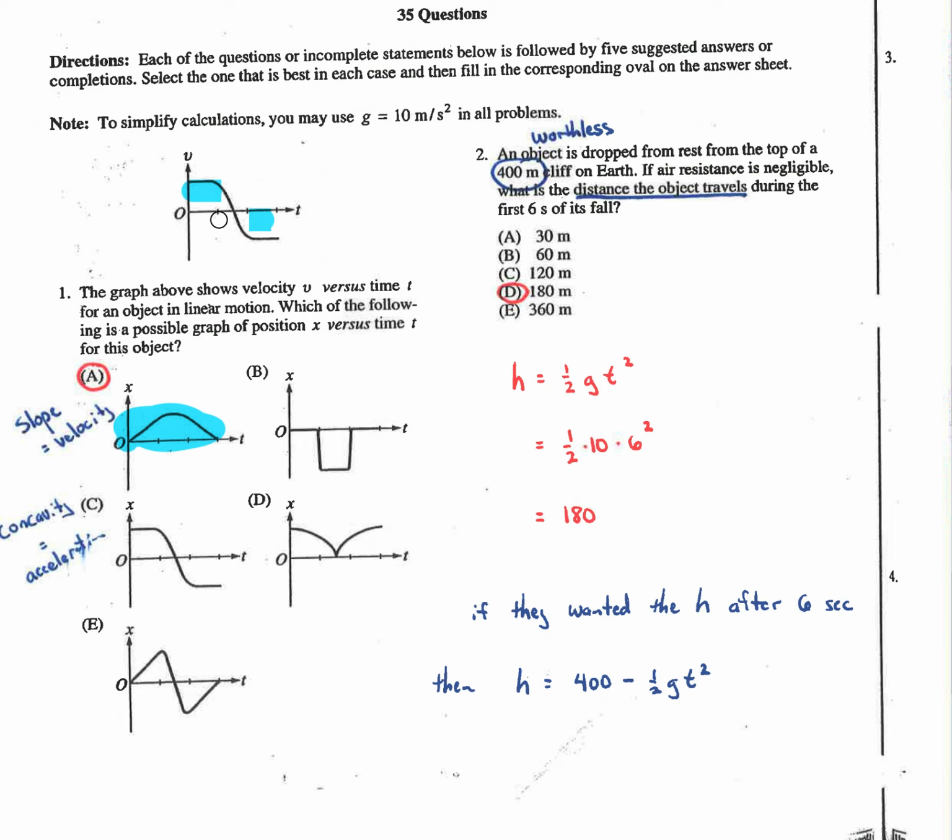All right, an object is dropped from rest, and how far does it travel during the first 6 seconds? So we get our classic h equals 1/2 gt squared, and we just plug in. Now, if you wanted to know the height after 6 seconds, you would have to do this. Remember, when we just jump to the 1/2 gt squared, that is the distance an object falls, not actually the height of the object.